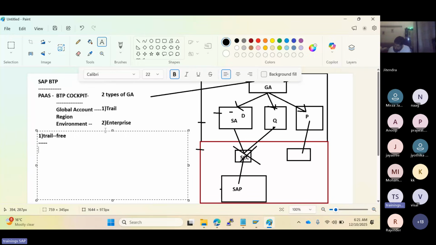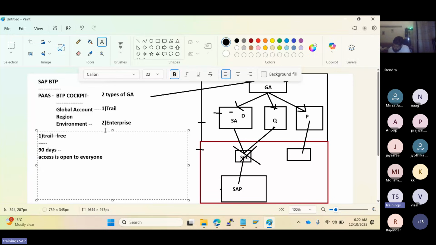Let's talk a little bit more about the trial account in BTP. It's free for 90 days only. The services provided for the trial account allow restricted use of the resources and services, but the access is open to everyone.